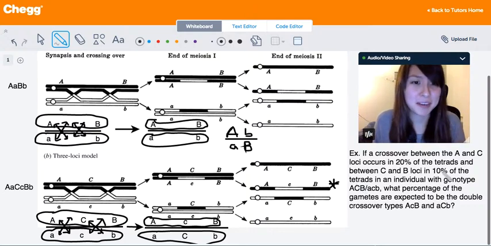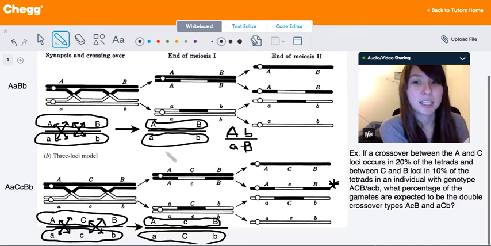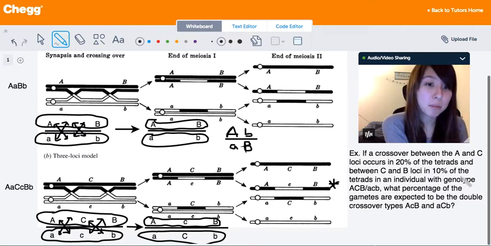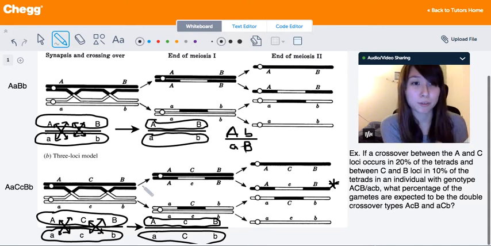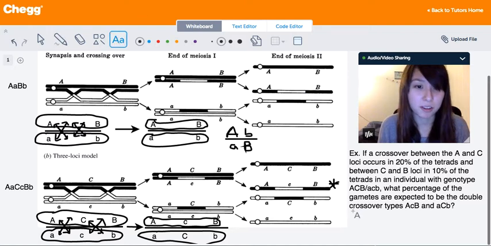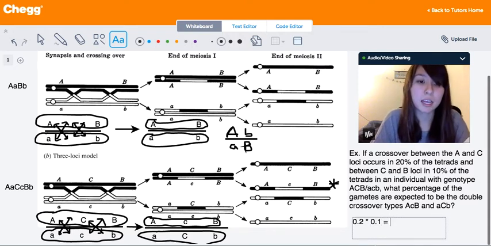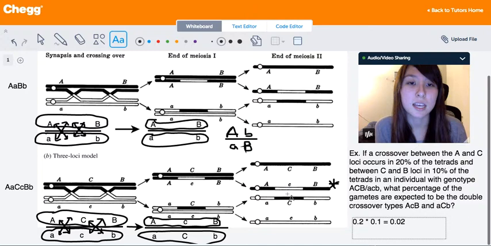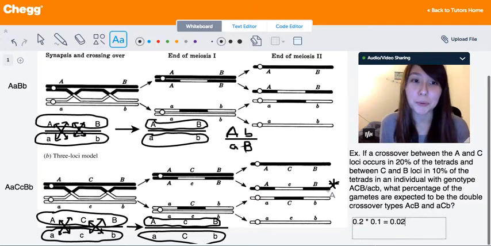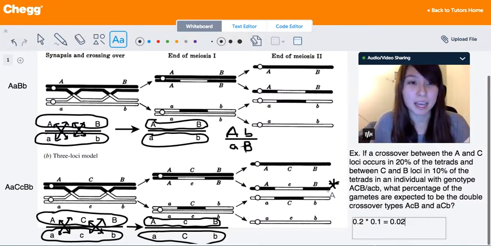This is the same thing in this example, where you have a 20% chance of crossover between A and C and a 10% chance of crossover between C and B. If you multiply those two together, you'll get the percentage of the double crossover gametes. So I'm going to write that out over here: 0.2, or 20%, times 0.1, or 10%, gives 0.02. So we have a 2% chance of getting these double crossover gametes. That's how you would solve that type of problem to figure out the percentage of progeny in which these double crossover gametes will occur.